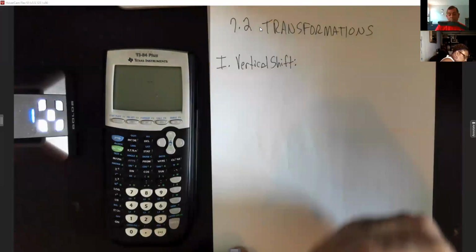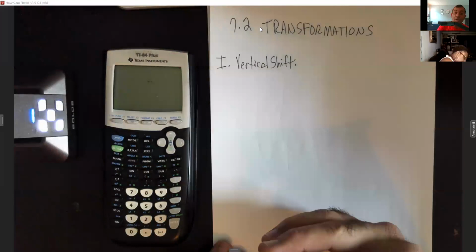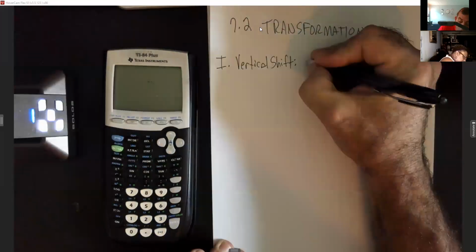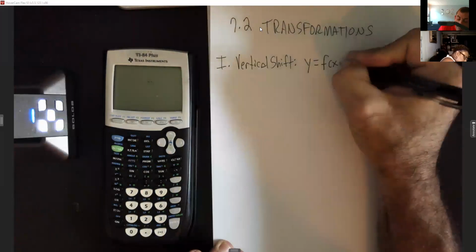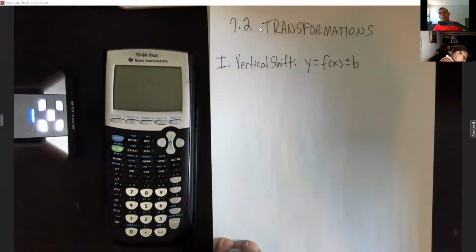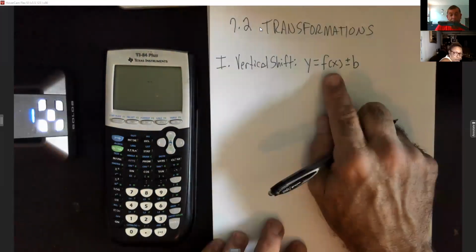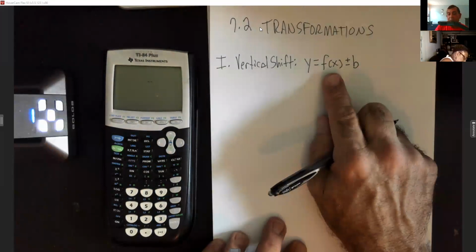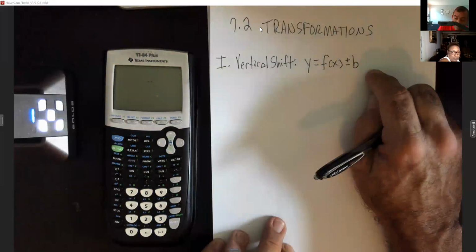Vertical shift is going to move my graph either up or down. So to do a vertical shift, y is going to equal f of x plus or minus b. So you take your function, evaluate it, and then you add a number to the end or subtract a number from the end.